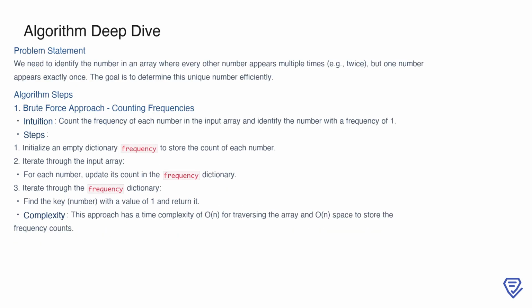The problem we're tackling here is to find the unique number in an array where every other number appears multiple times, for example, twice. Our goal is to solve this efficiently, avoiding unnecessary computational overhead.